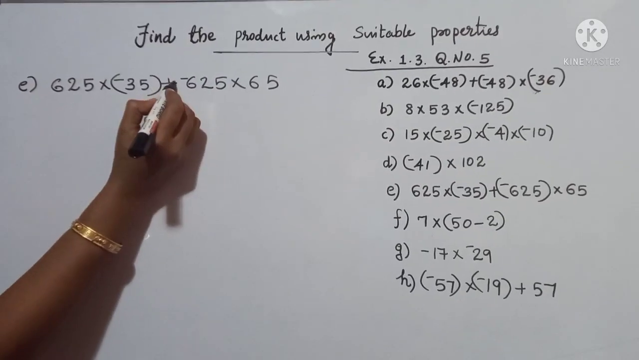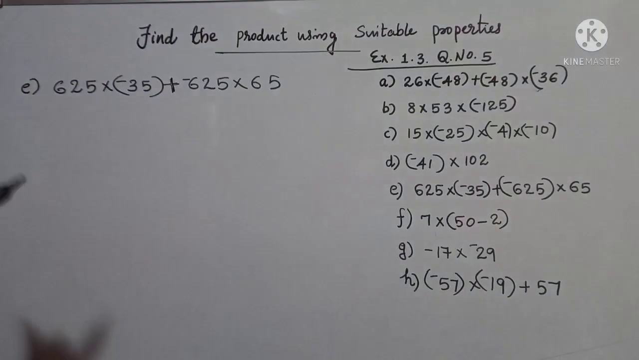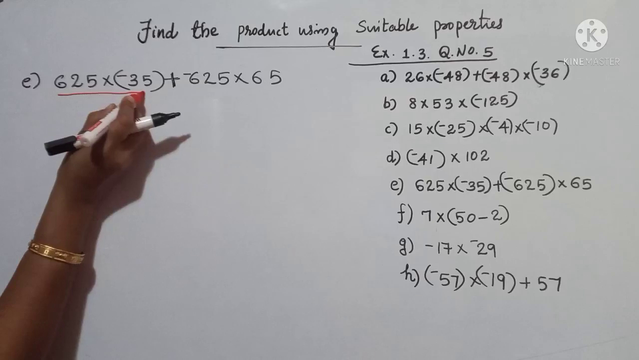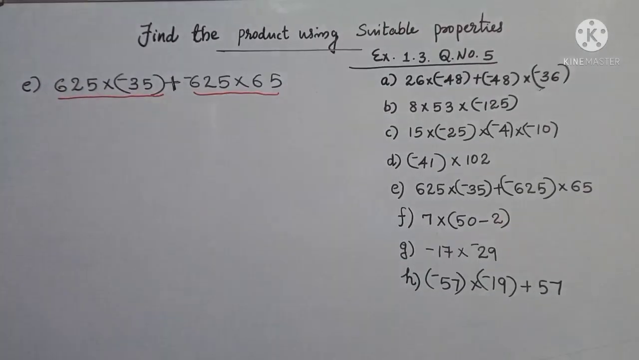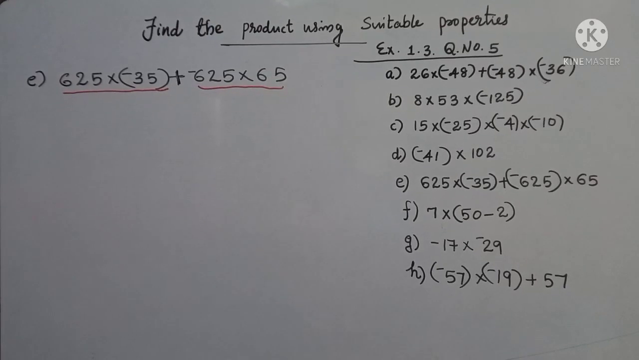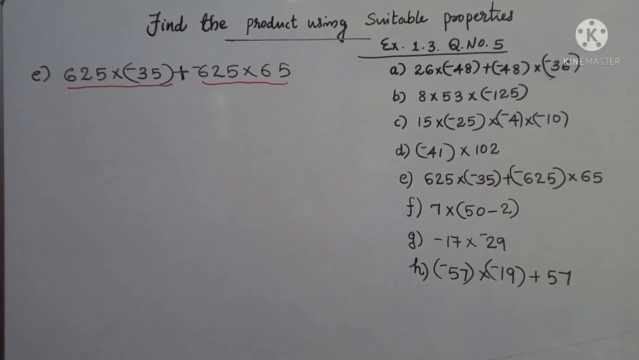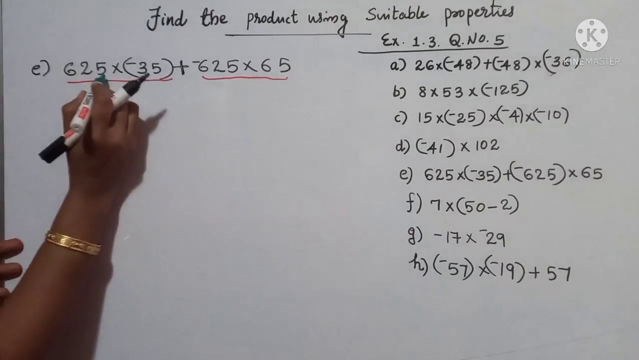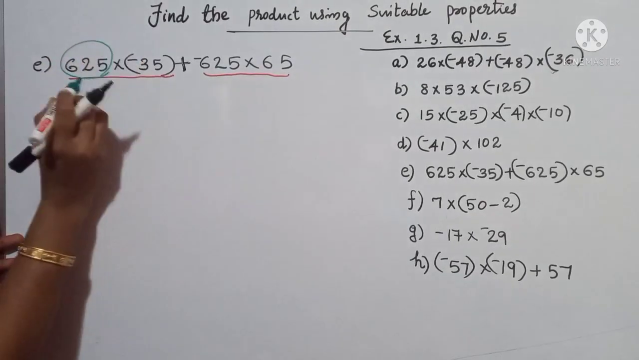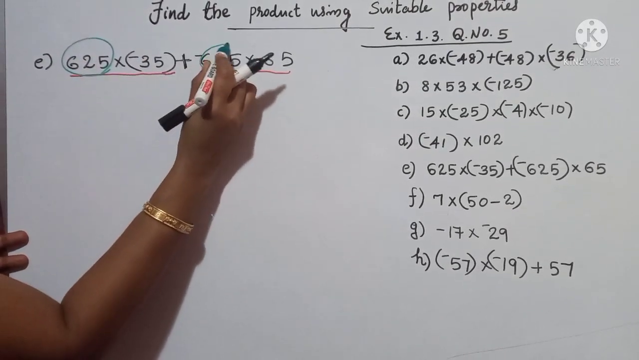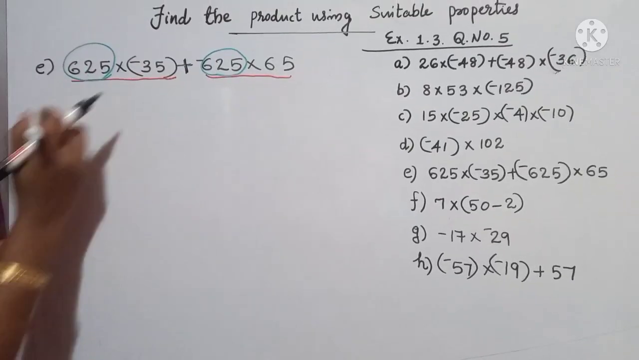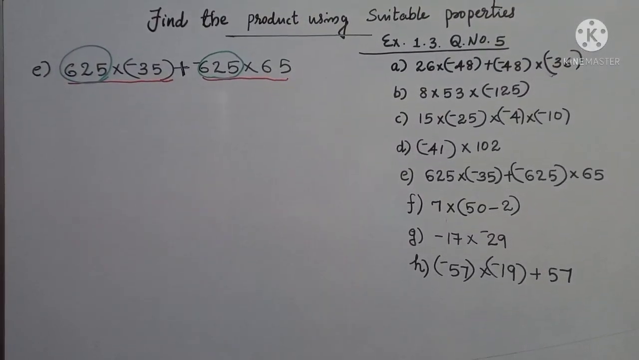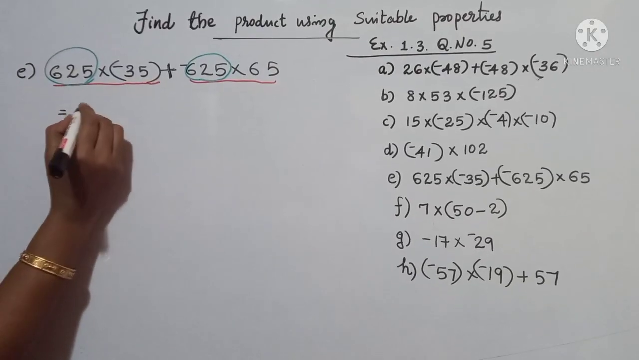The next question is 625 into minus 35 plus minus 625 into 65. Here we can see two terms are here. This is the first term, 625 into minus 35. And this is the other term, minus 625 into 65. And we know these two terms contain a common factor 625. Avoid this minus and look here, 625 here, 625 here, so that we can take that 625 outside.